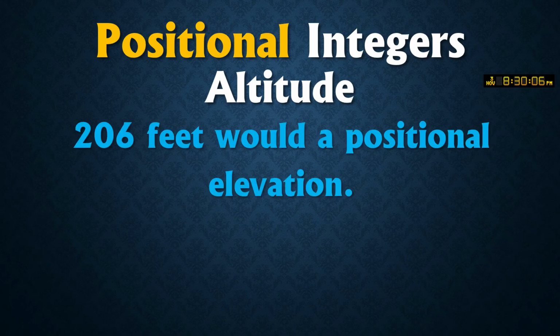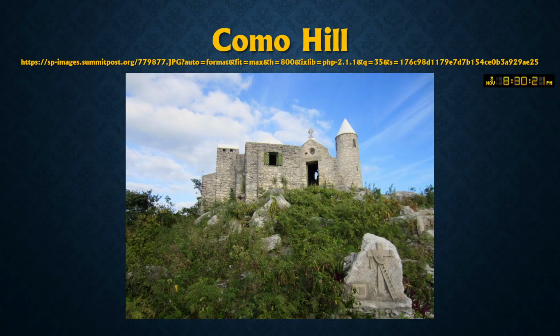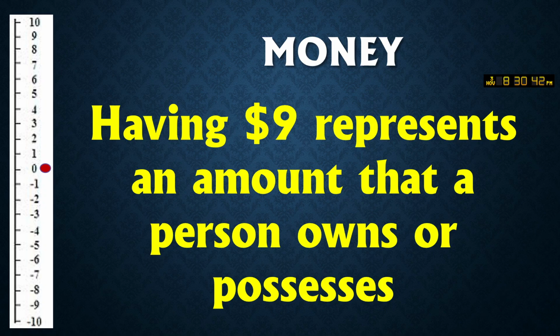Of course, suppose we had a 206 feet elevation. And we actually have a place that is 206 feet above the water. The name of the place is called Como Hill. It's in Cat Island. And there used to be a monk by the name of Jerome that lived up there. And this is the highest point in the Bahamas. Como Hill in Cat Island. That is the highest elevation you can find yourself in the Bahamas while still having your feet on the ground.